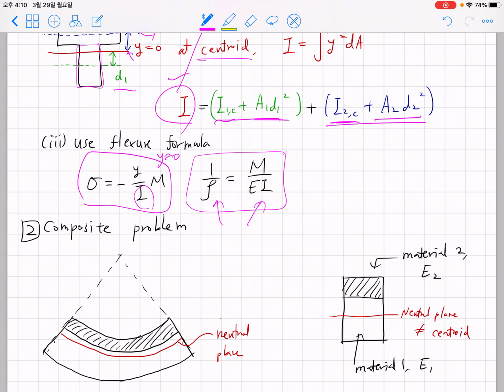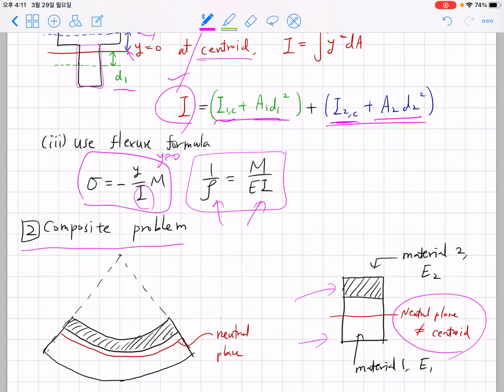The second kind of problem we considered was the composite problem. In the composite problem, we considered this example. The upper body is composed of material 2, and the lower body is composed of material 1. The one thing you have to remember is that the neutral plane is not the centroid plane. So you have to be careful about the definition of neutral plane and centroid plane.